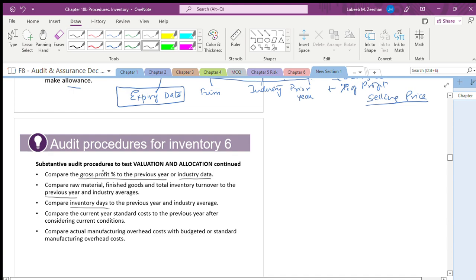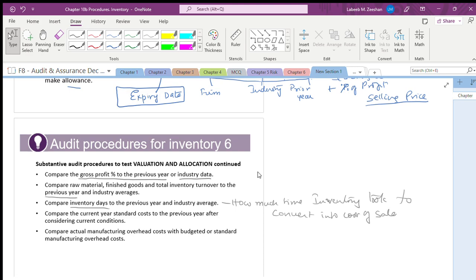Inventory days. When you are talking about inventory days, how much time did inventory take to convert into cost of sales? That has to be taken into consideration. Compare the current year standard cost with the previous year. Okay, this is what we are talking about.